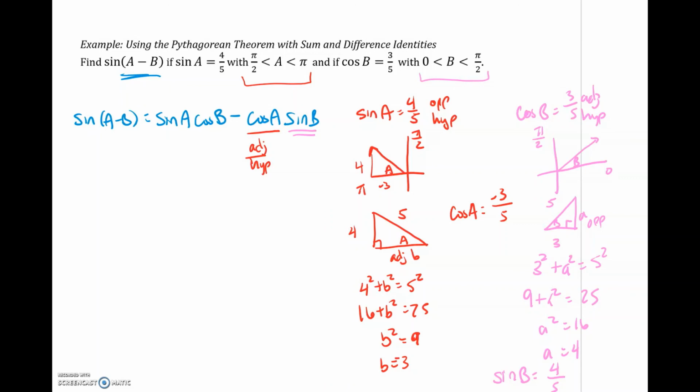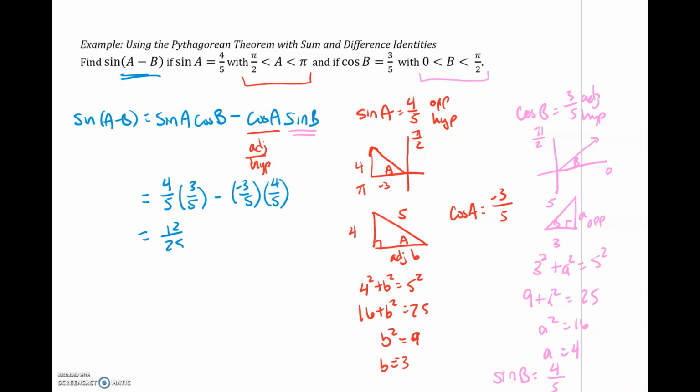We're going to come back to sine of A minus B and just substitute. Sine of A was given to us as 4/5. Cosine of B was given to us as 3/5. Oops, I wrote 3/3. 3/5. Minus cosine of A, which we calculated is negative 3/5. And sine of B, which is positive 4/5. And we're just going to go ahead and simplify, right? Multiply and simplify it all out.